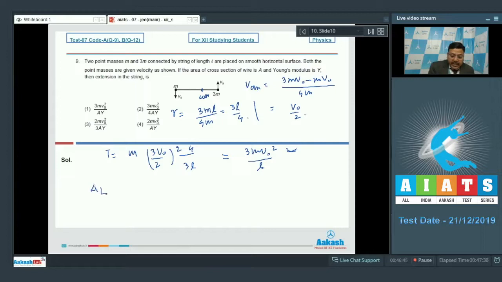The elongation delta L we know is tension into original length L divided by area of cross section into Young's modulus, and we substitute the value of T from here. Of course there was L also here, so if we substitute we get 3mv0 square. The L gets cancelled upon AY, which is matching with option 1. So option 1 is correct. Let's go to the next question now.